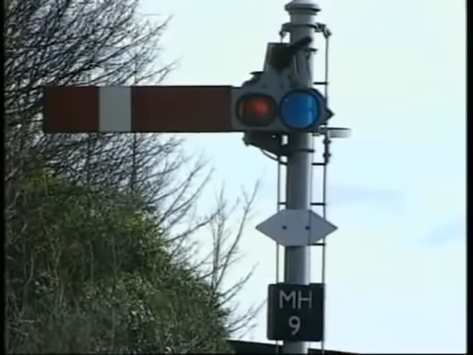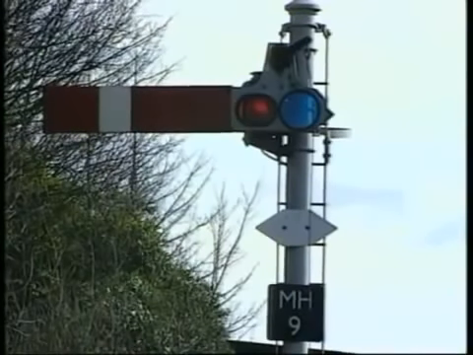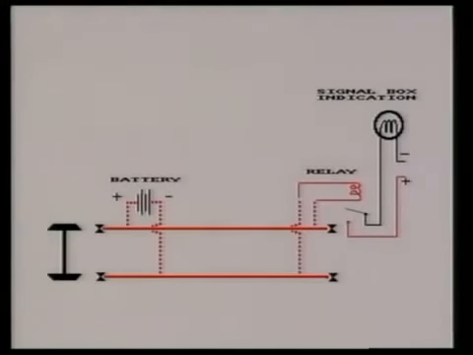Let's look at the simple track circuit, one of the most important developments in the history of railway signalling. A low voltage current is fed to the running rails by a battery. This current flows along one running rail as far as an insulated block joint. From here, the current flows through the coil of a relay, then back to the opposite running rail, through which it returns to the battery.